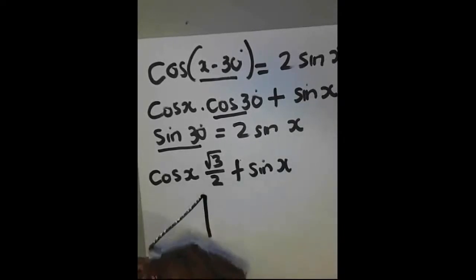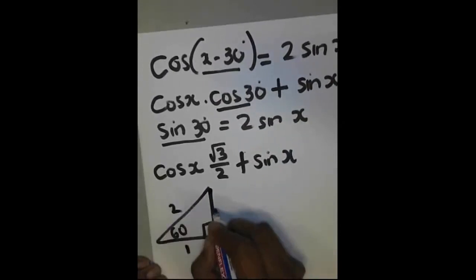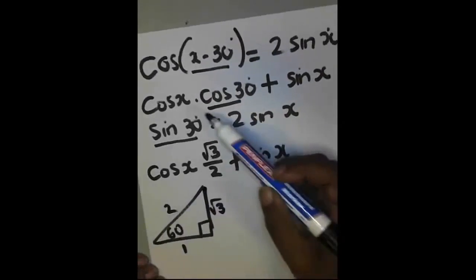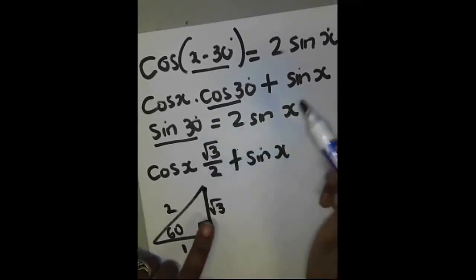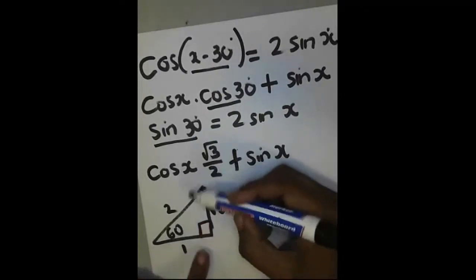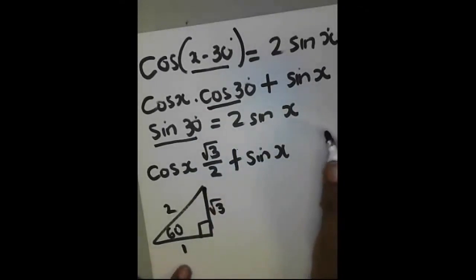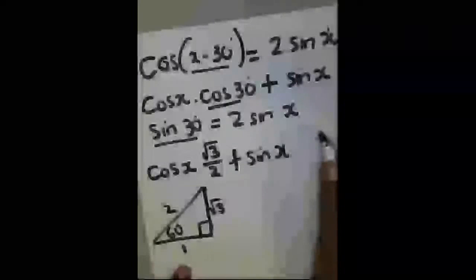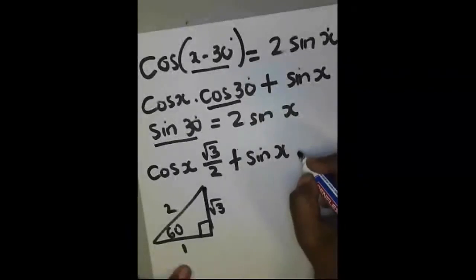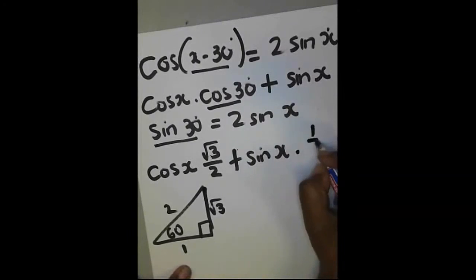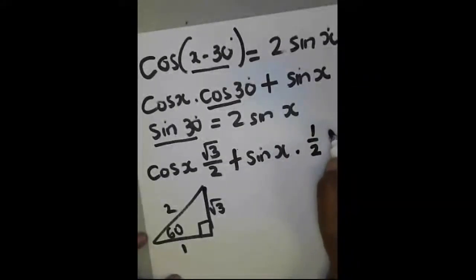Let me just check quickly. I just want to see. 60 degrees, cos is 1 over 2. Sine of 30 degrees will give me a half. So that will give me sin x times a half, is equal to 2 sin x.